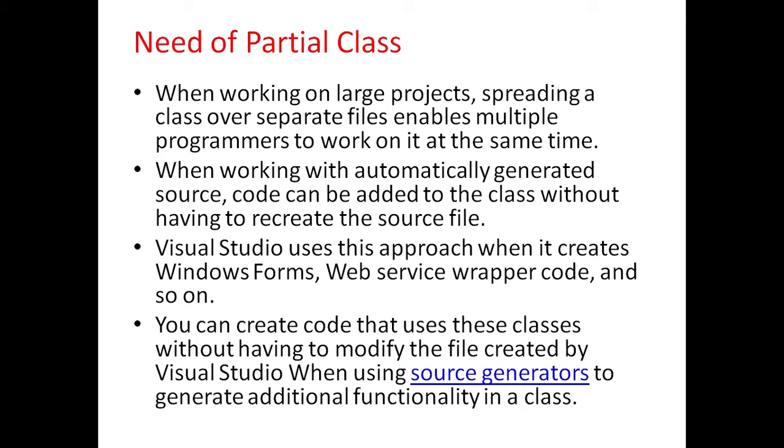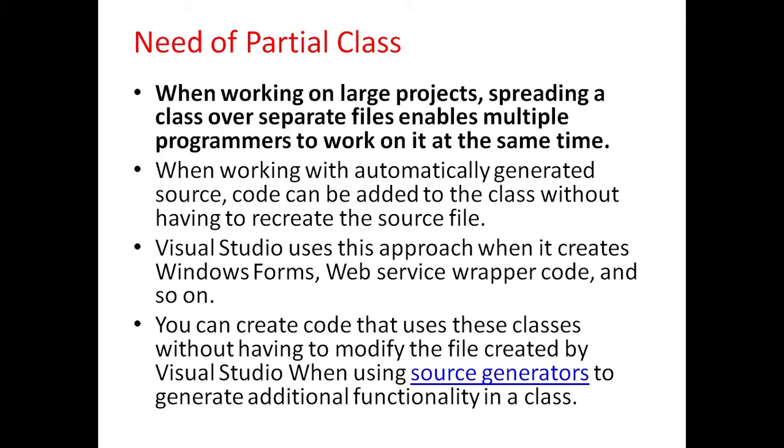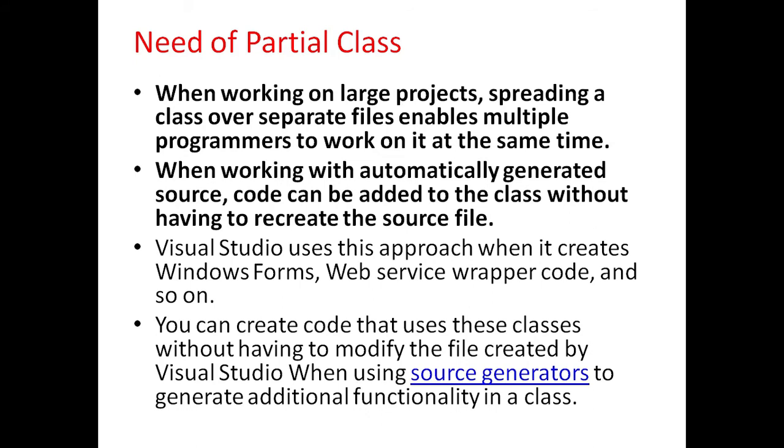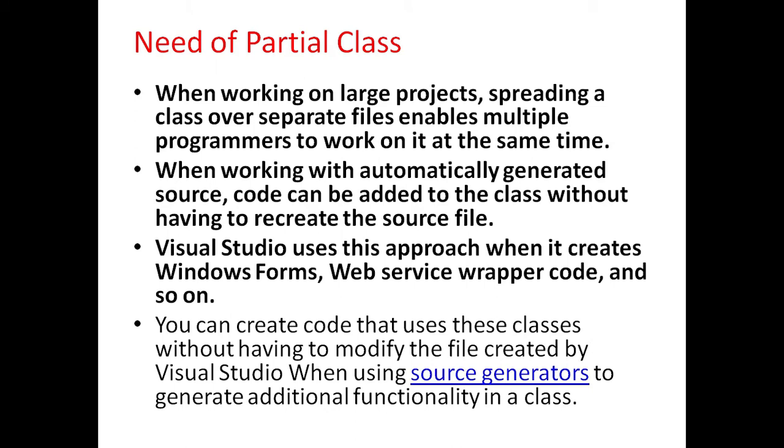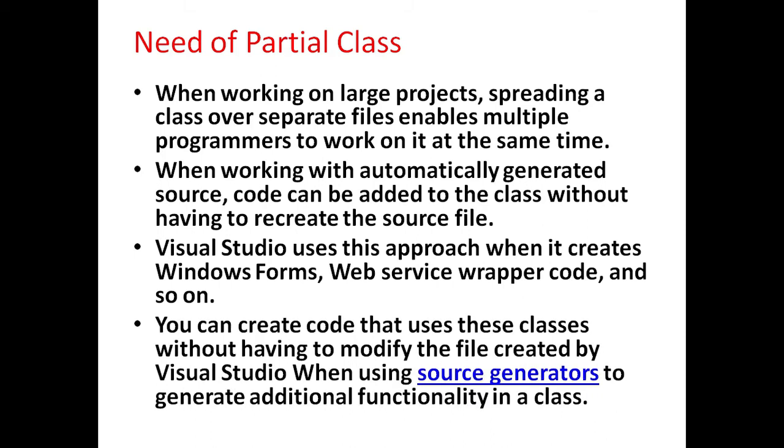Now we'll see what is the need of partial class. When working on large projects, spreading a class over separate files enables multiple programmers to work on it at the same time. Or when working with automatically generated source, code can be added to the class without having to recreate the source file. Visual Studio uses this approach when it creates a Windows form, web services, and so on. You can create code that uses these classes without having to modify the file created by Visual Studio when using source generators to generate additional functionality in the class.